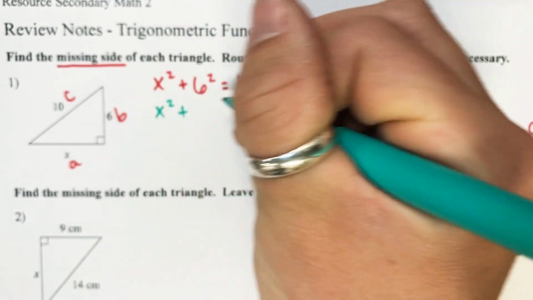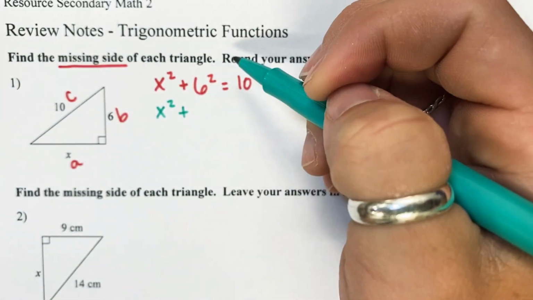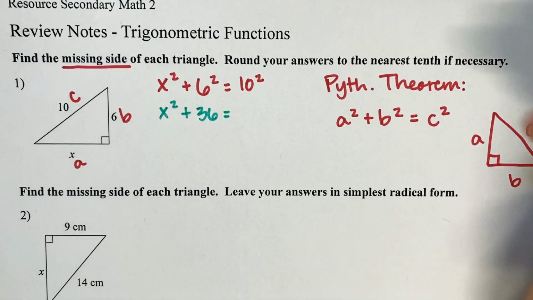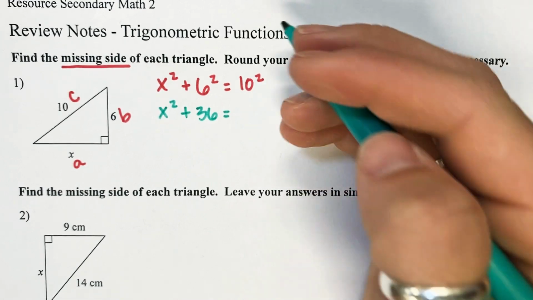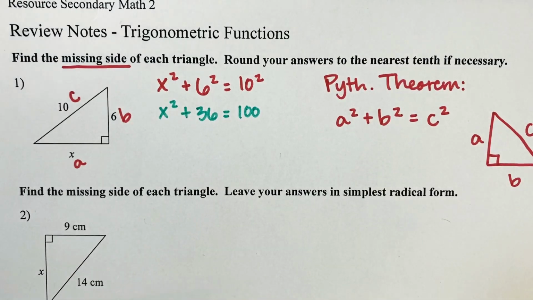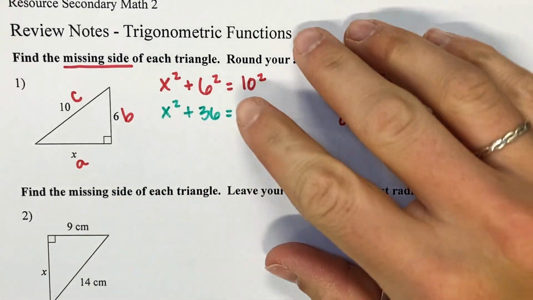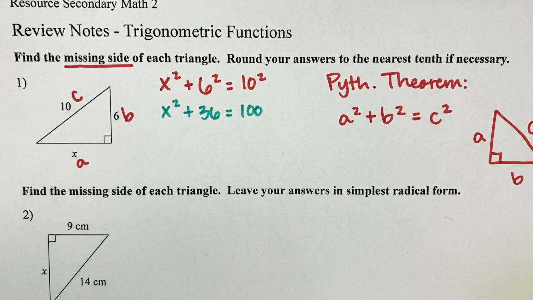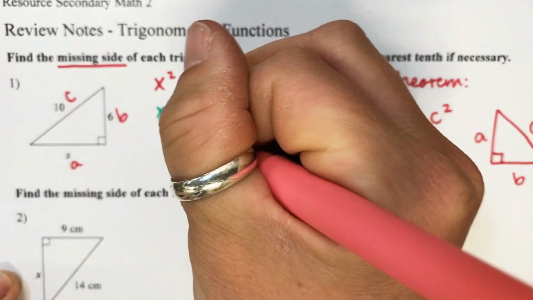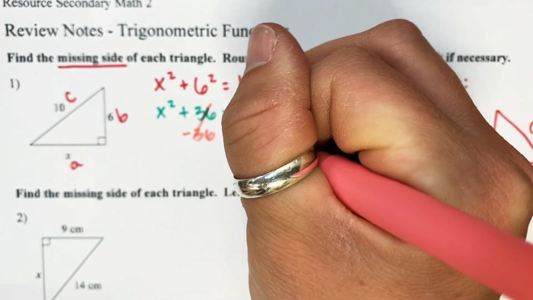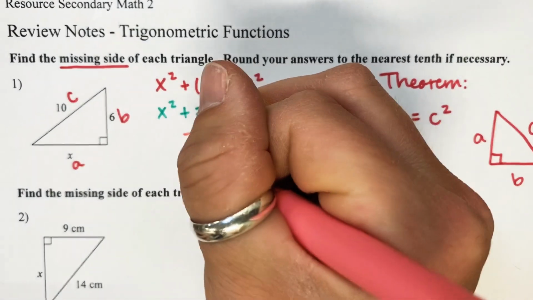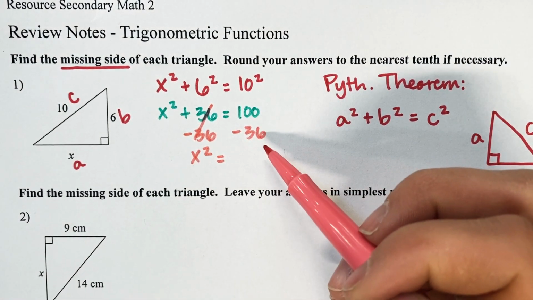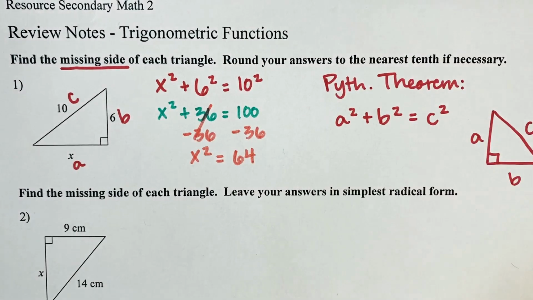So we have x squared plus 6 squared. Well, what is 6 squared, or 6 times 6? We get 36. Now I have 10 squared. What is 10 times 10? 100. Now looking at my side with my x, I need to get rid of this plus 36 first. So what is the opposite of plus 36? Or how do I get rid of plus 36? We are going to subtract 36. So I get x squared is equal to, what is 100 minus 36? I get 64.